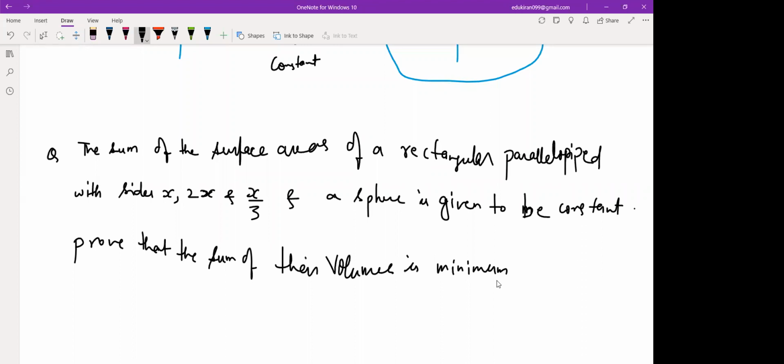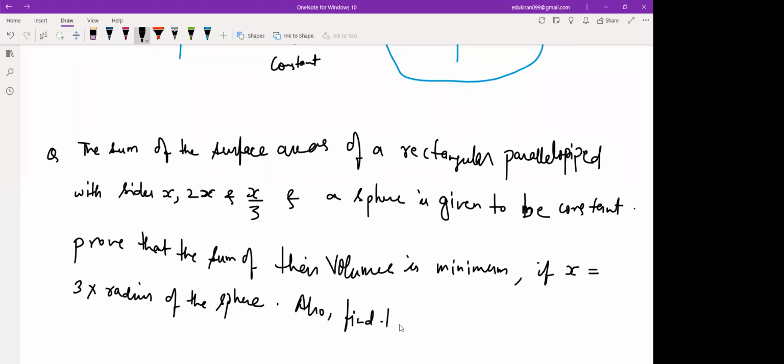If x is equal to 3 times the radius of the sphere. Also find the minimum value of the sum of their volumes.